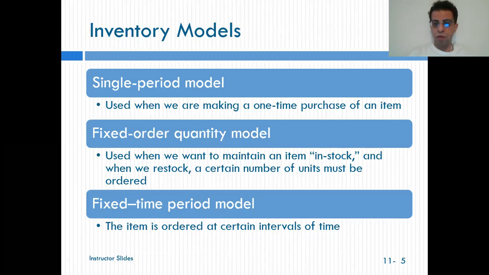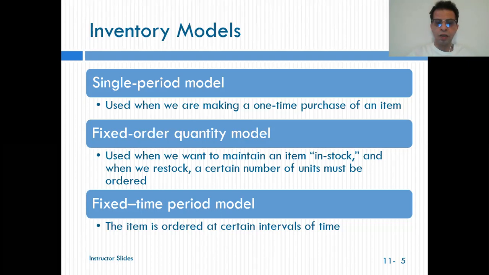In the inventory models, there is what you call a single period model, used when we are making a one-time purchase of an item, like a big machine. There is a fixed order quantity model, used when we want to maintain an item in stock, and when we restock, a certain number of units must be ordered.